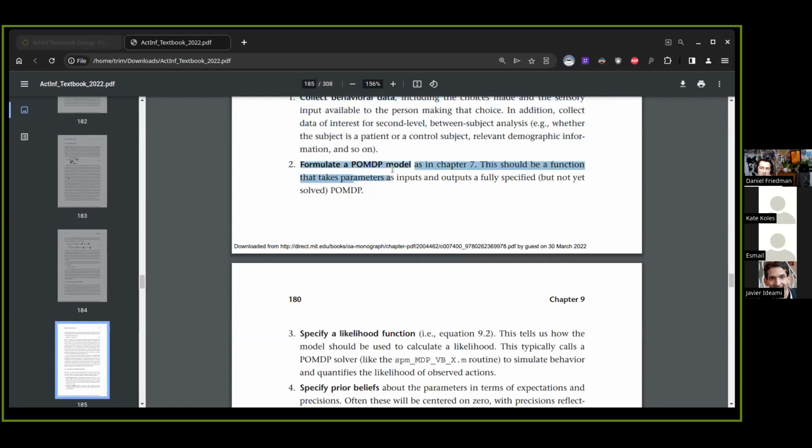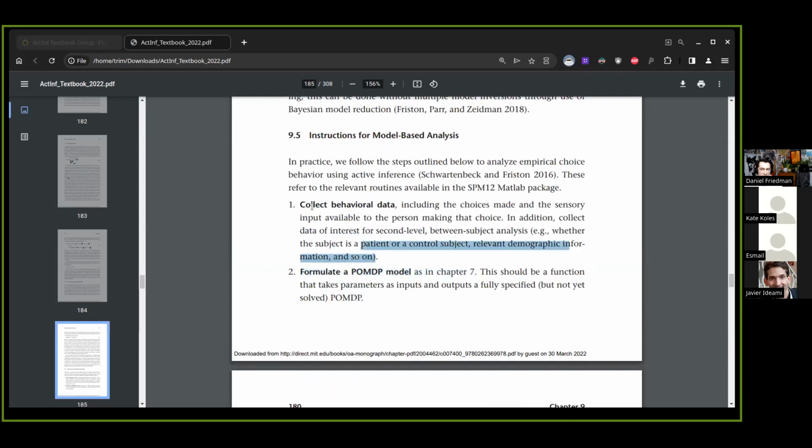Step 2, formulate a generative model. It says here a POMDP, partially observable Markov decision process, as in chapter 7, discrete time, but it doesn't have to be in discrete time. Perhaps more generically, we could say formulate a generative model, as in chapter 6. That model is going to be constrained to the data that were collected. Not only, but if you collected temperature and humidity from a sensor, you'd want a generative model that had the outputs of temperature and humidity.